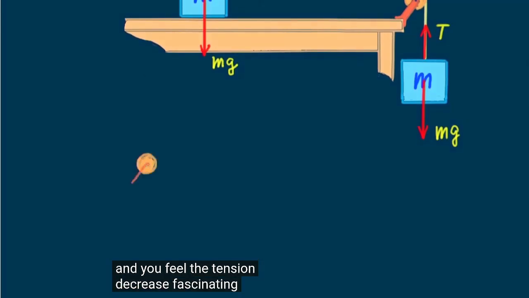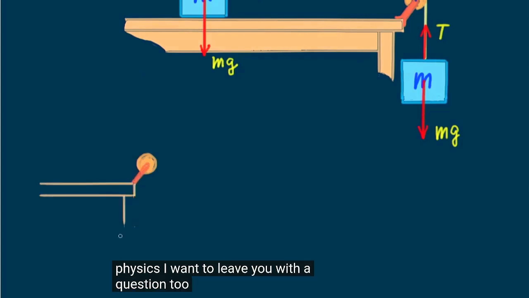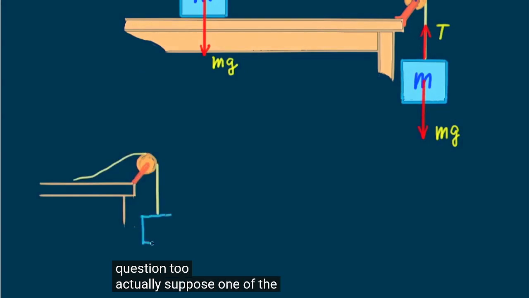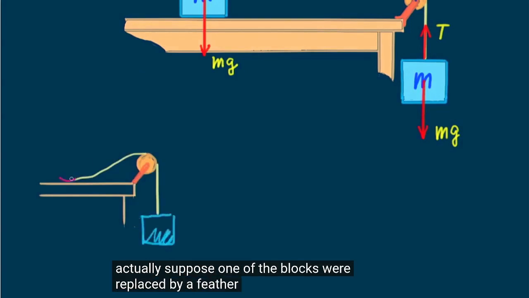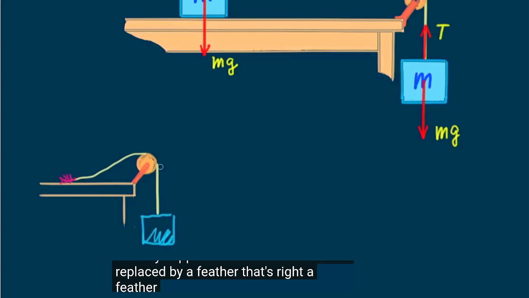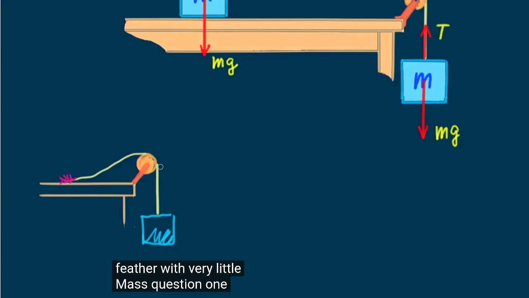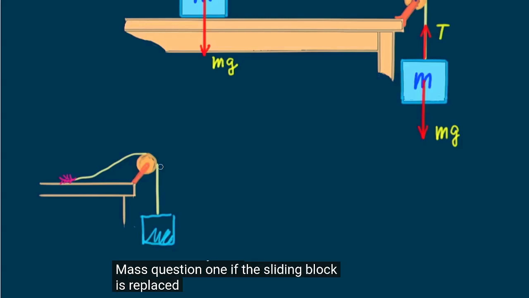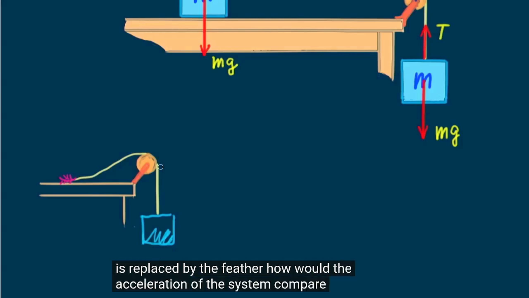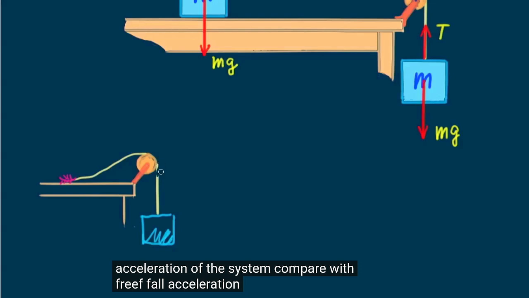Fascinating physics. I want to leave you with a question, two actually. Suppose one of the blocks were replaced by a feather. That's right, a feather with very little mass. Question 1. If the sliding block is replaced by the feather, how would the acceleration of the system compare with free fall acceleration g?